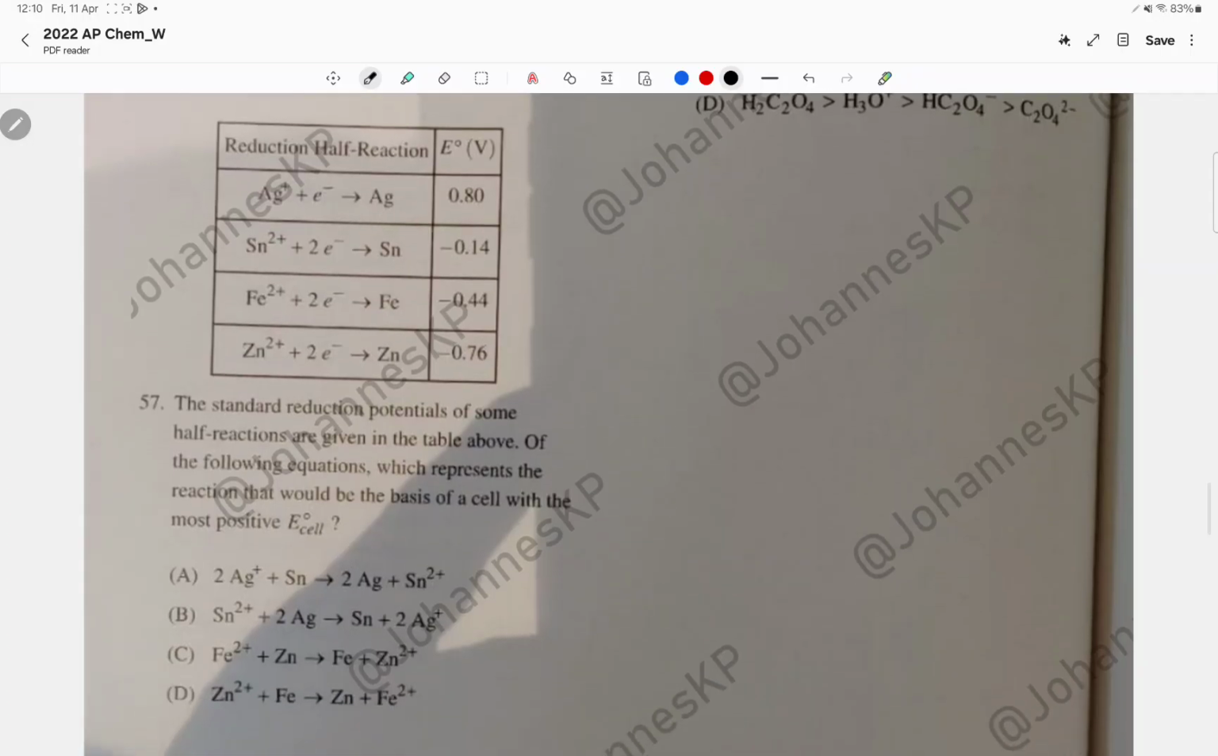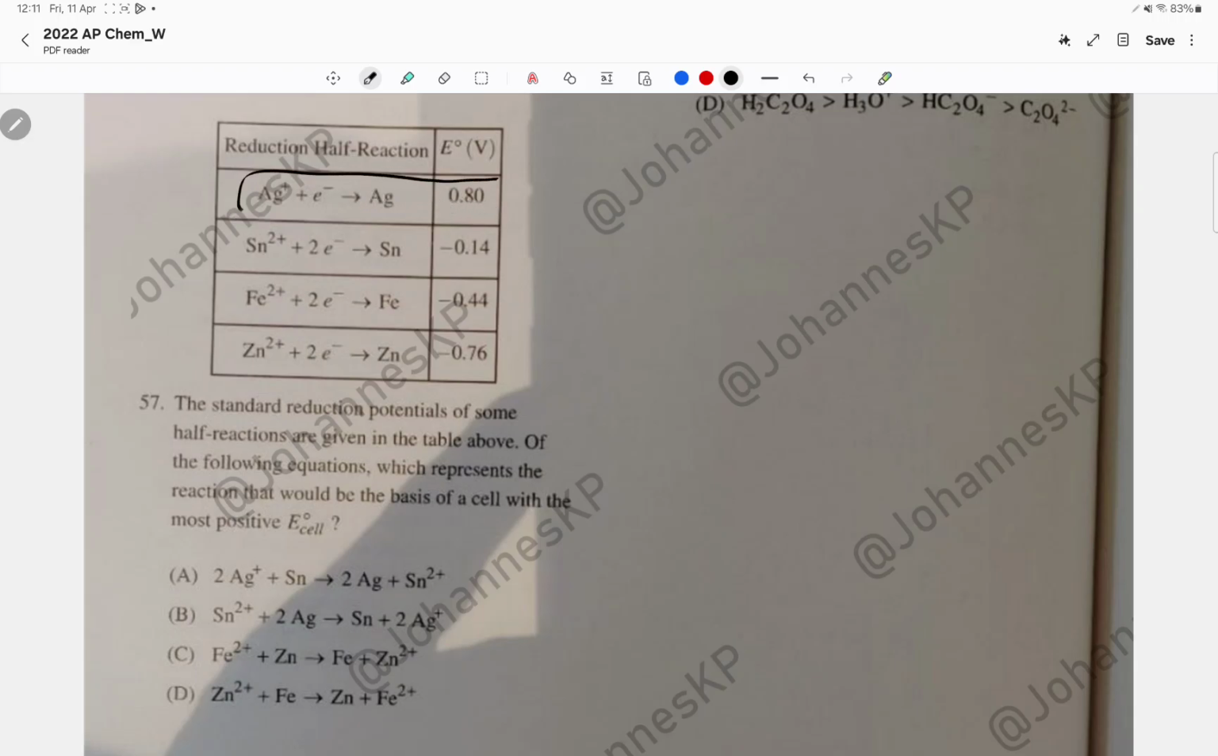You want the most positive E. So pick the most positive cathode and pick the most negative anode. Which is? No, not like that. Use the equation from the answer sheet. Oh yeah, we don't have Ag and zinc, do we? No. Didn't work.